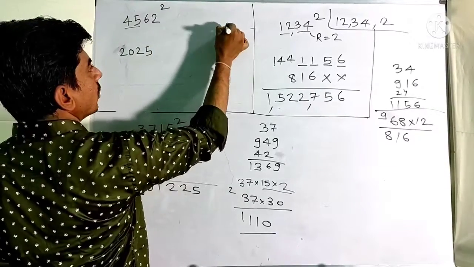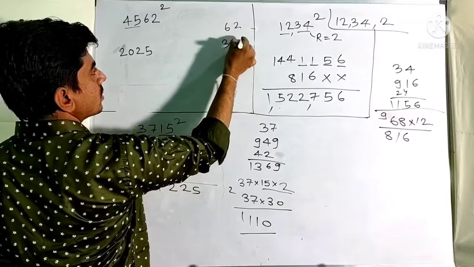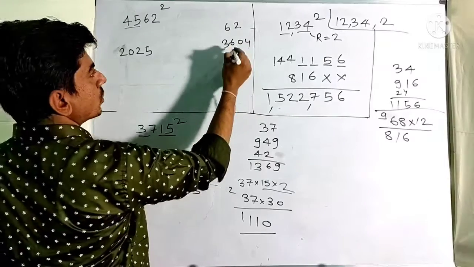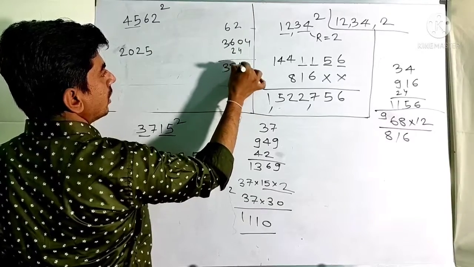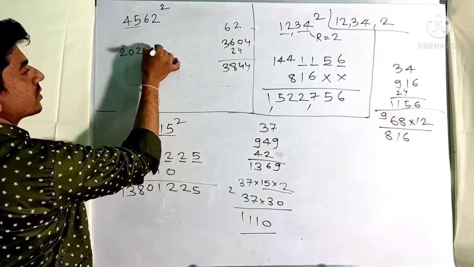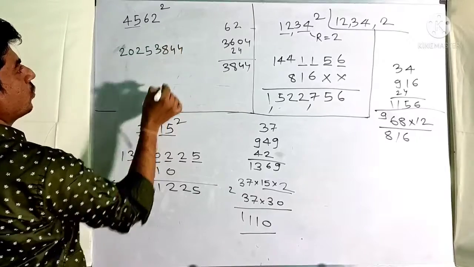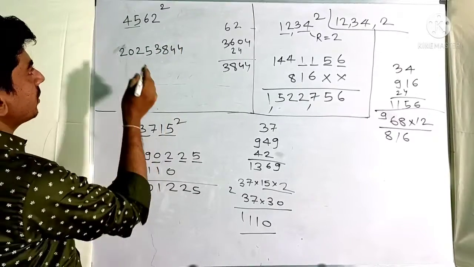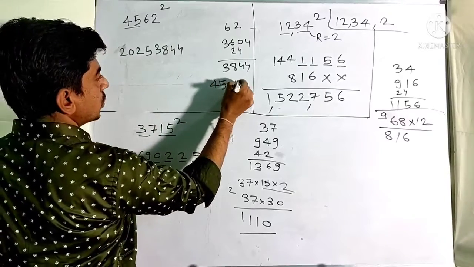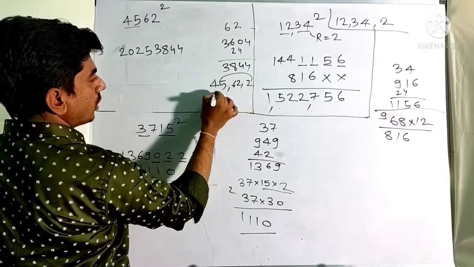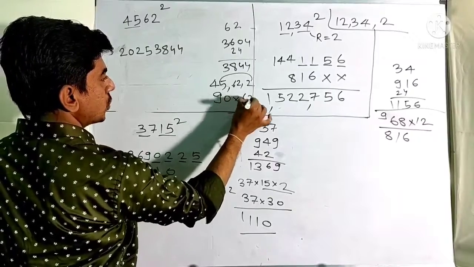Now you need to find the square of 62. 6 6s are 36, 2 2s are 04, 6 2s are 12, 2 2s are 24, 3 8 4 is the square of 62. It is coming in 4 digits, so no need to worry. Now you have to take the product of these three parts, 45, 62 and 2. 2 into 45 will be 90 into 62.